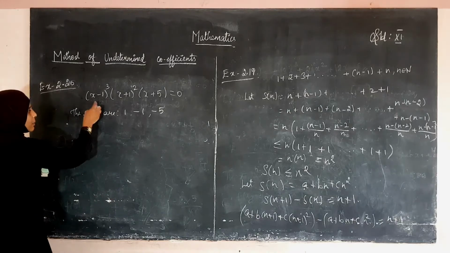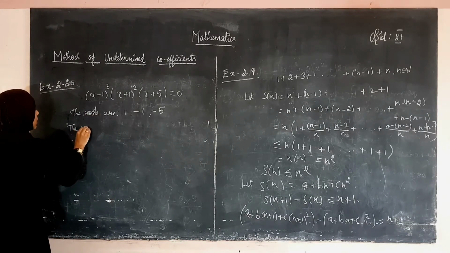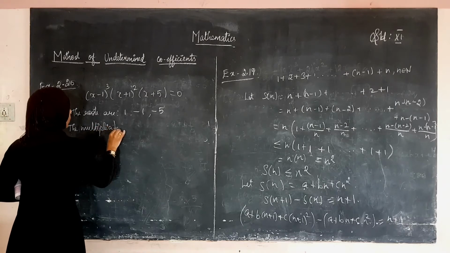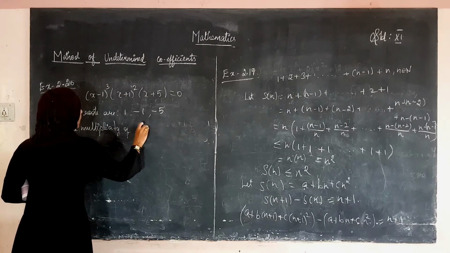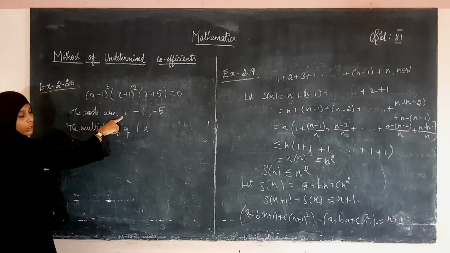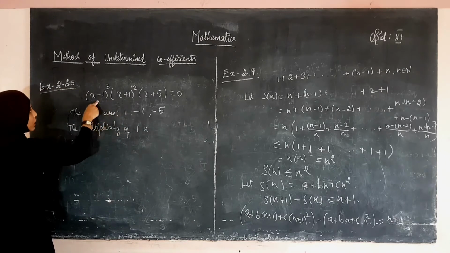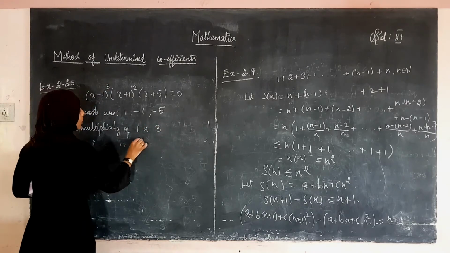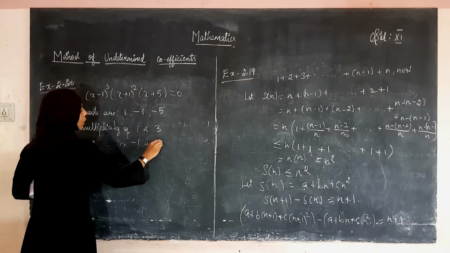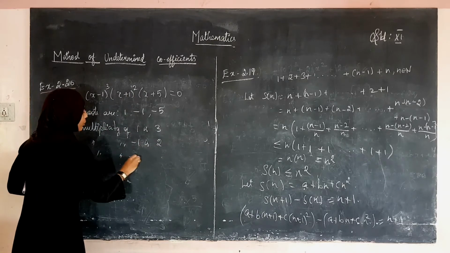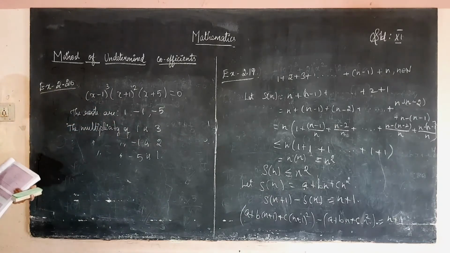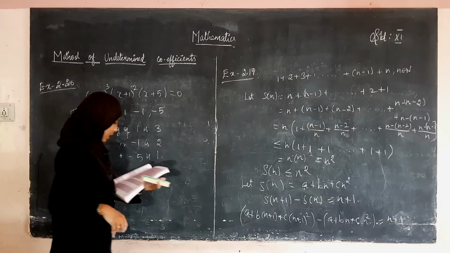Now we have to see the multiplicity. See here, the multiplicity of 1 is, from this factor, what's the power? 3. So the multiplicity of 1 is 3, and the multiplicity of minus 1 is 2, and the multiplicity of minus 5 is 1. Okay, this is how we have to find the root and the multiplicity of the root. Now let us see the next example.